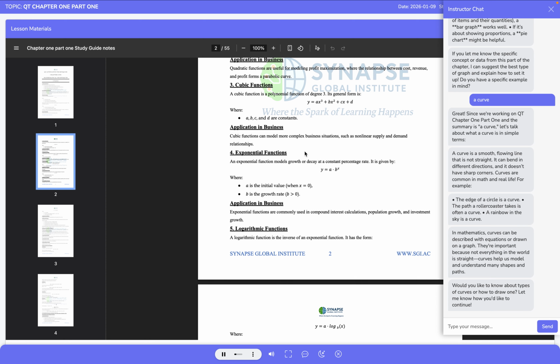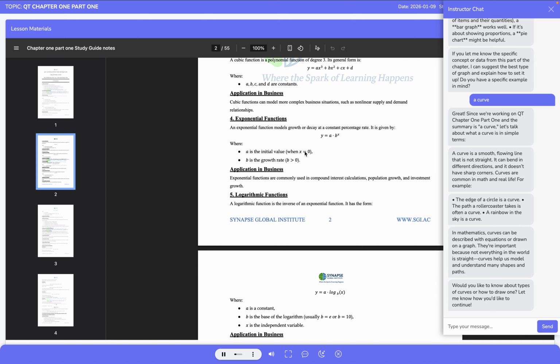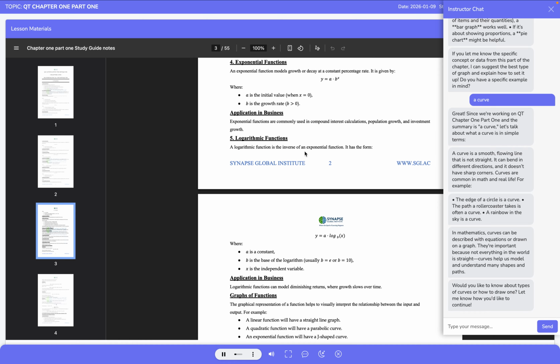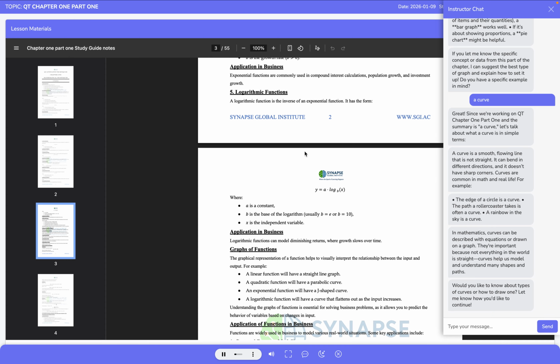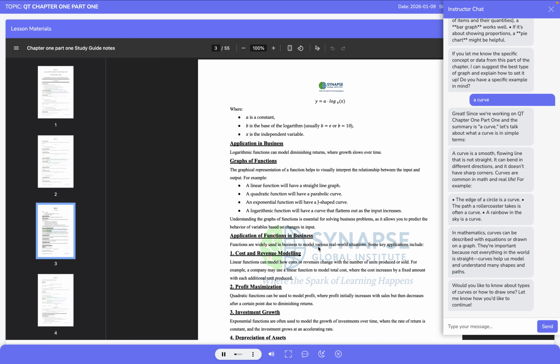Closely related to exponential functions are logarithmic functions, which are their inverse. A logarithmic function has the form y = a · log_b(x). In this case, a is a constant, b is the base of the logarithm, which is usually e or 10, and x is the independent variable. Logarithmic functions are useful in business for modeling diminishing returns, where growth happens rapidly at first, but then slows down over time. Graphs of functions play a critical role in helping us visually interpret relationships between inputs and outputs.